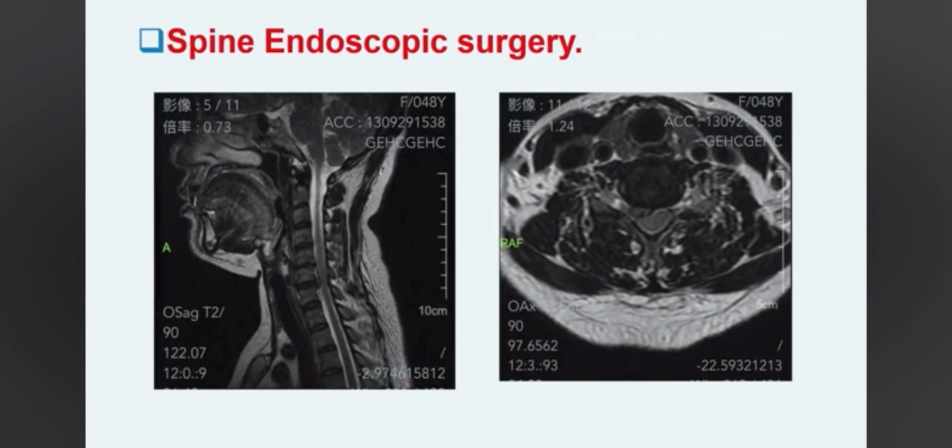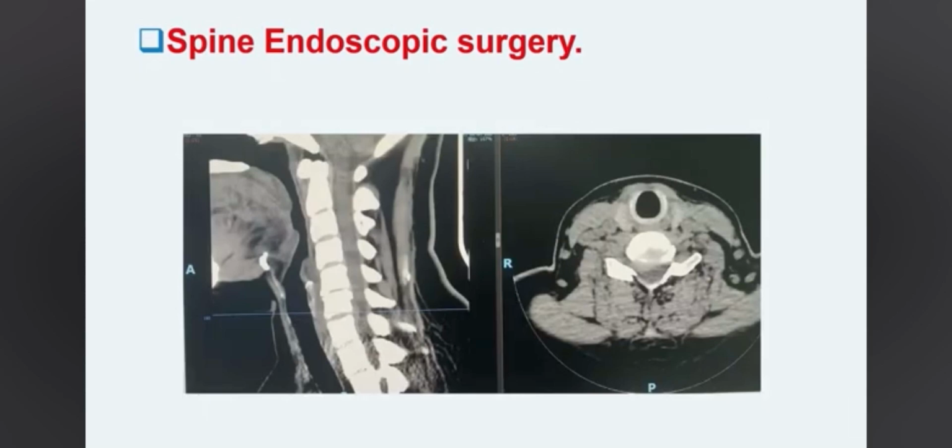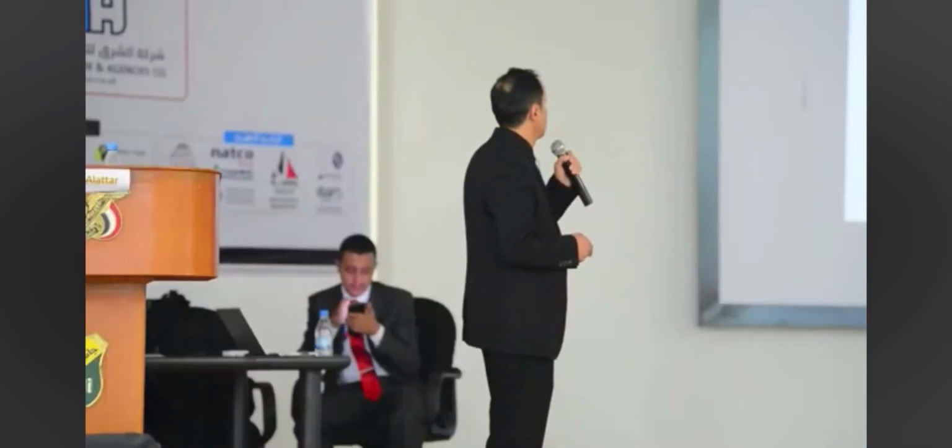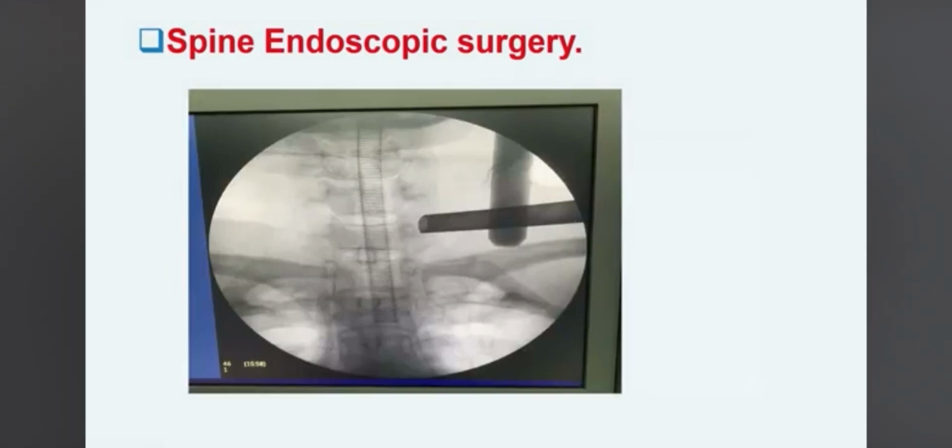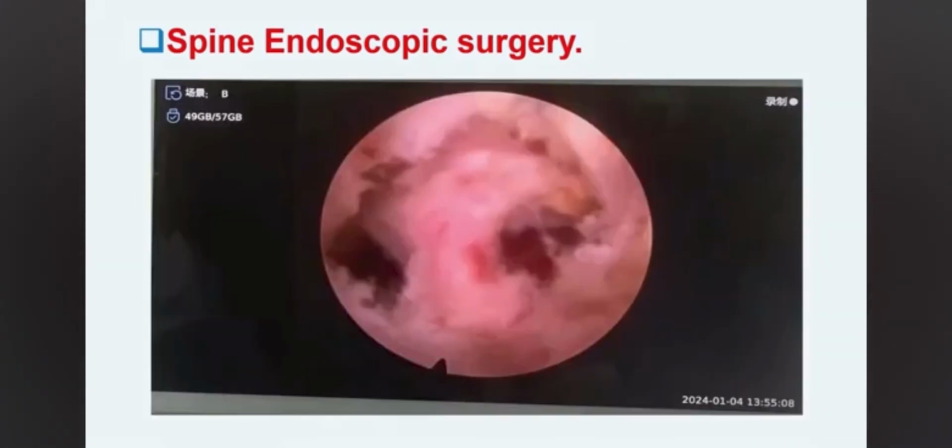This is one case of a patient with a lateral disc on the right side. This is the patient's CT. As you see, there is a big disc. This is what we do: we mark under C-arm, with one shot or two shots of X-ray. This is the working sleeve for endoscopy. And this is after the endoscopic procedure. As you see, this is the nerve root. It's totally free.